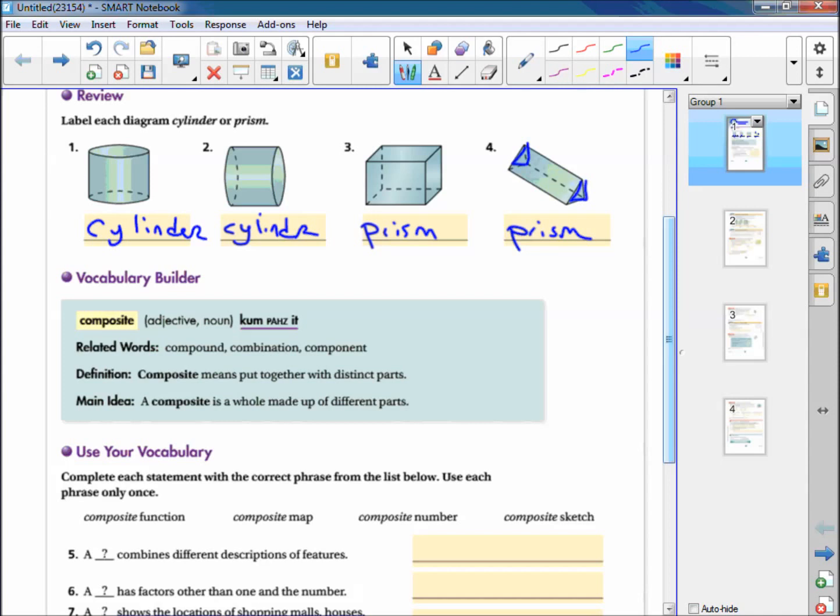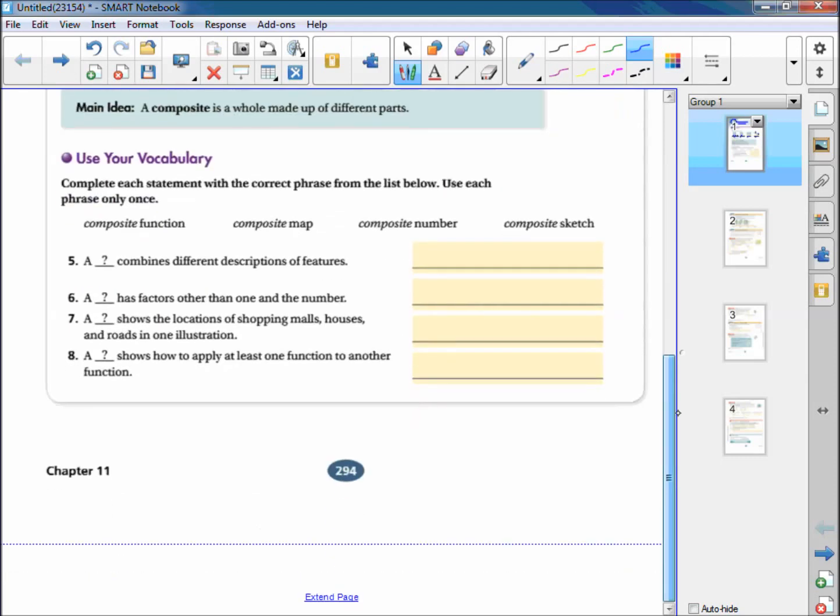All right, vocabulary builder. Composite. Related words: compound, combination, and component. So definition, composite means put together with distinct parts. A main idea is a composite is a whole made up of different parts. So we'll start doing composite shapes soon where we put more than one shape together and ask you to find the volume.